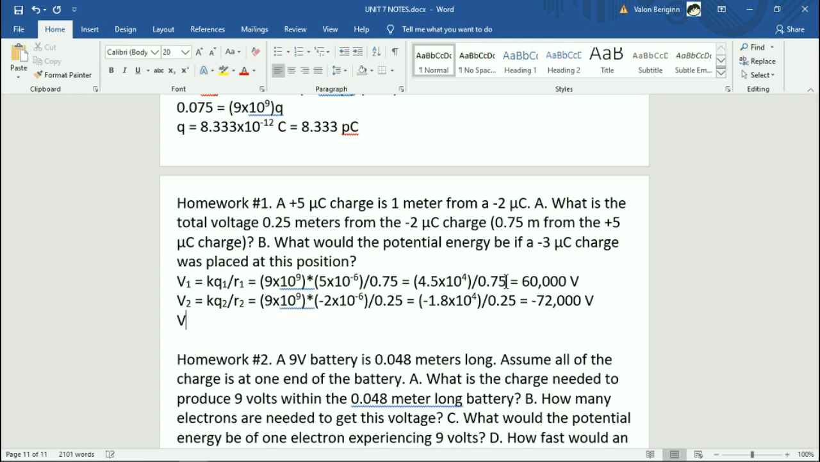So what's the total voltage? Well, simple enough, just 60,000 plus negative 72,000. And you get a voltage of negative 12,000 volts. That's your answer.